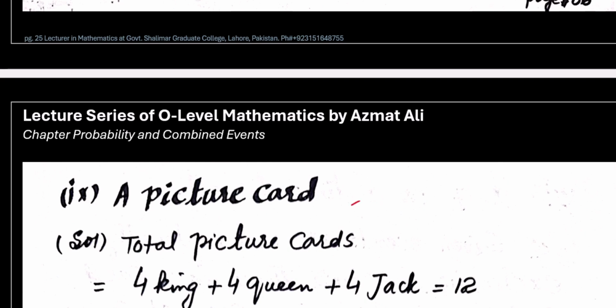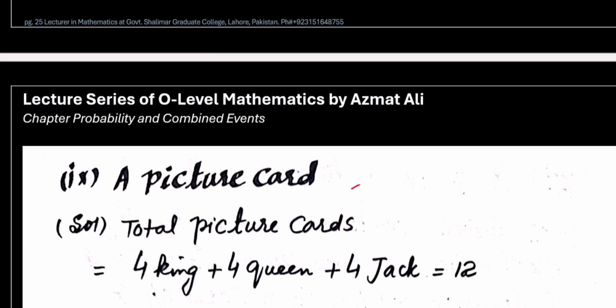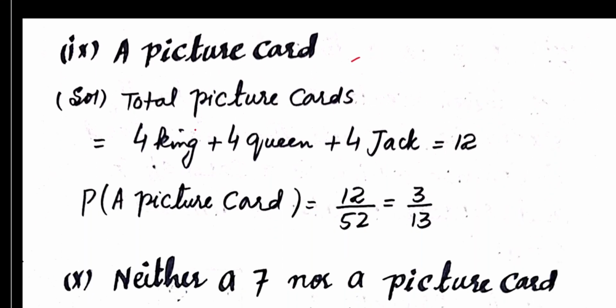A picture card. The total picture cards are 12, which are given by 4 kings, 4 queens, 4 jacks. So these are 12 cards. We have to find the probability of a picture card. So this is simply given by 12 out of 52. That is 3 over 13.